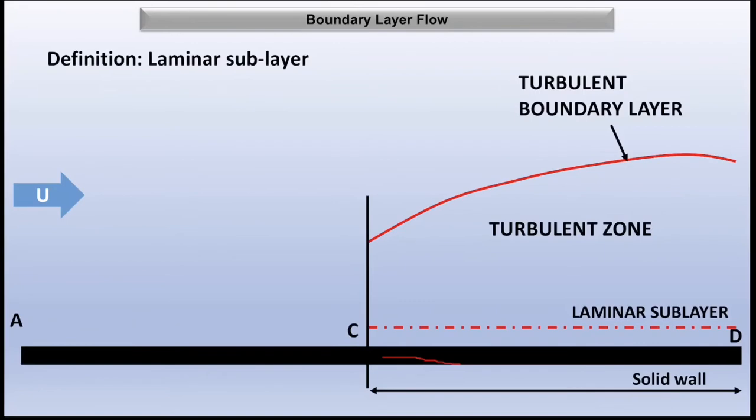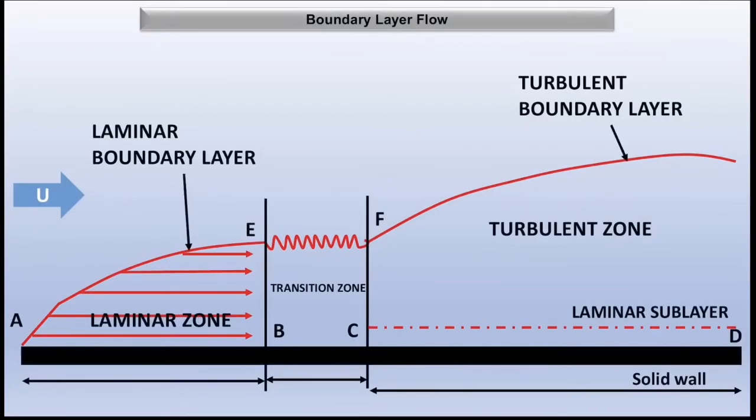Therefore, the shear stress in this zone would be constant. So we can see that by Newton's law of viscosity, we get this equation for the laminar sublayer. It's all about the laminar sublayer. I hope it's clear to you.